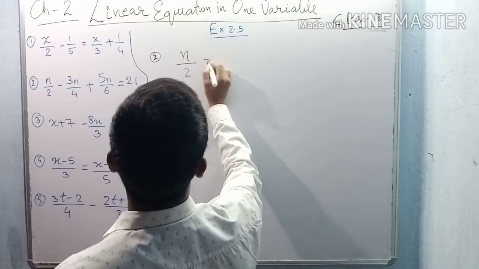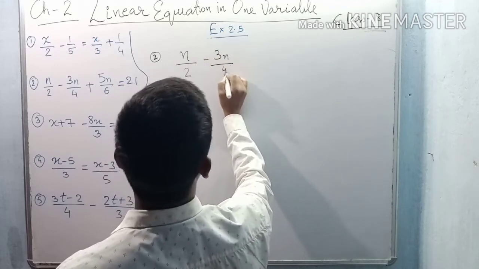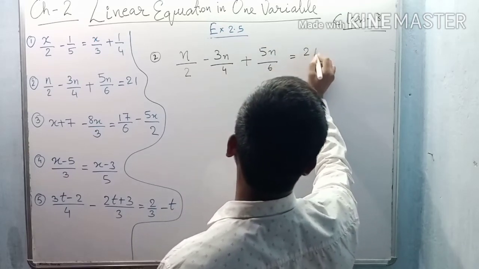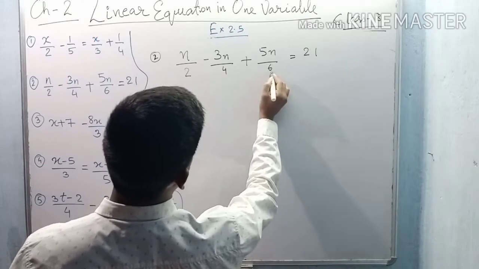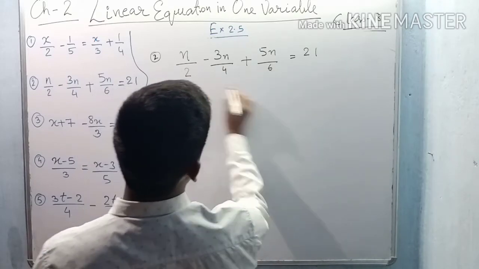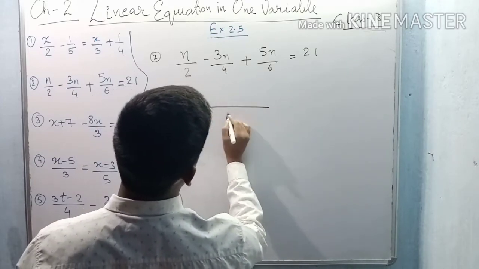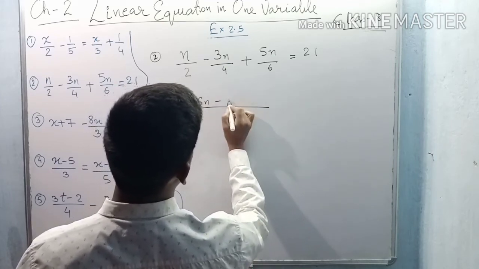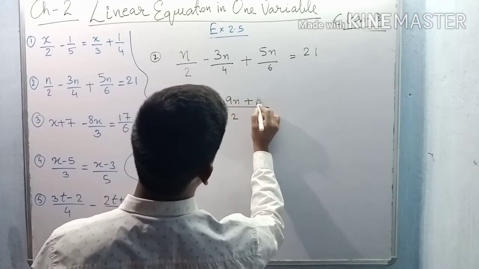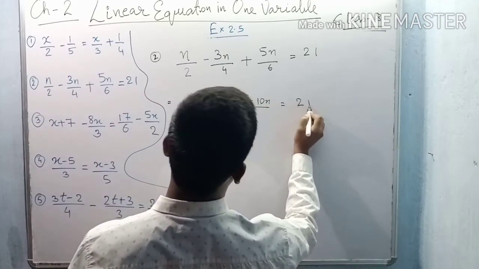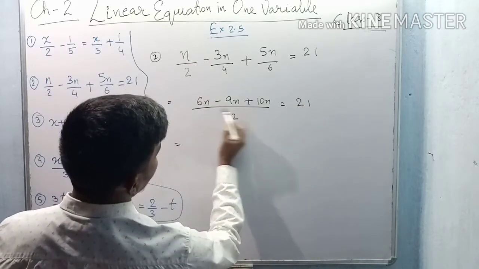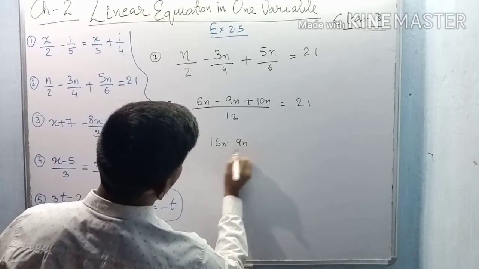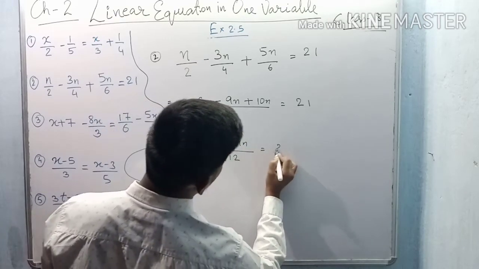The next question is exercise 2.5: n by 2 minus 3n by 4 plus 5n by 6 equals 21. Okay, so we'll take the LCM of all three. The LCM will be 12. 2 sixes are 12, so 6n minus 4 threes are 12, so 3 threes are 9n plus 6 twos are 12, so 5 twos are 10n equals 21. Okay, so 6 plus 10 equals 16. 16n minus 9n by 12 equals 21.